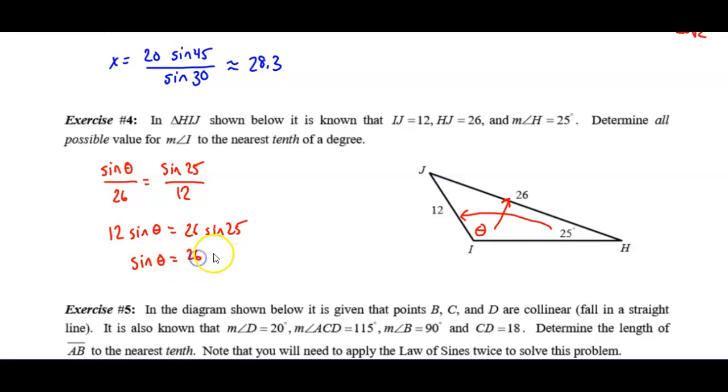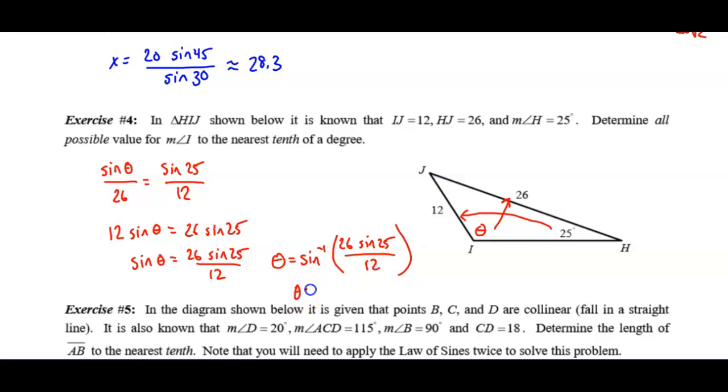So it's 26 sine 25 over 12. So I need an inverse now. Theta is going to be equal to inverse sine. And I need to put this entire fraction in as my input for the inverse. So 26 sine 25 over 12. And once again, be careful. You close your parentheses on the 25. We don't want this angle to be 25/12ths. We want to finish the numerator first and then divide by 12.